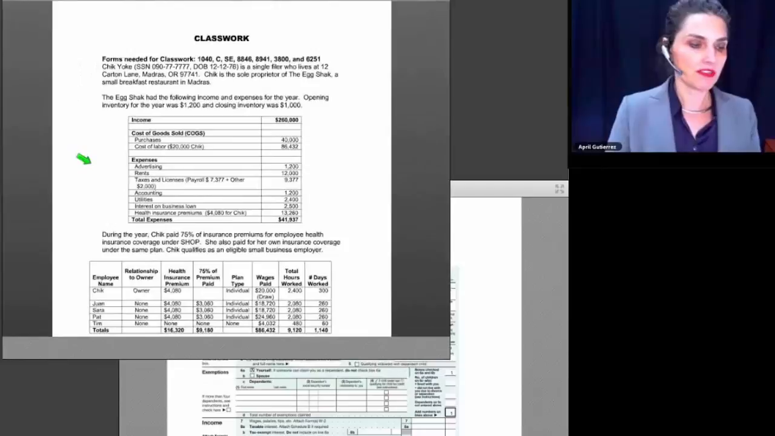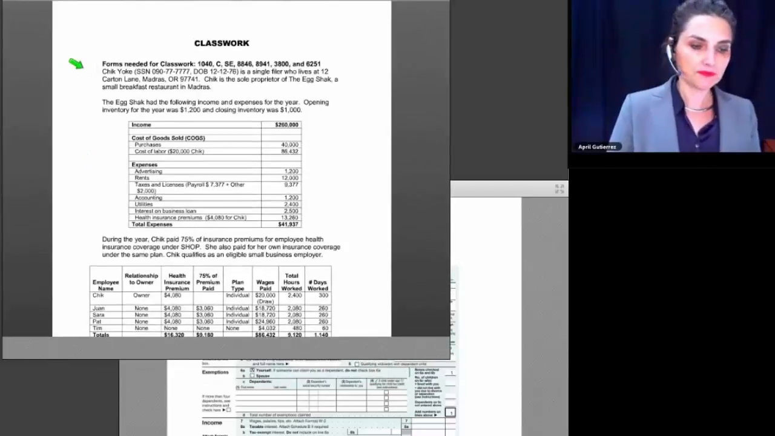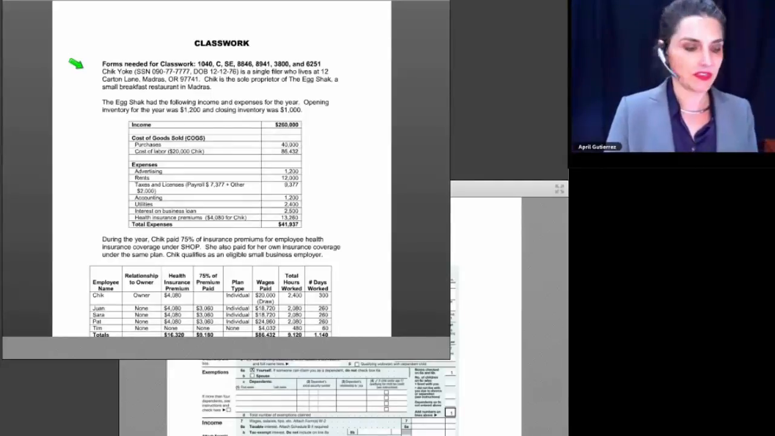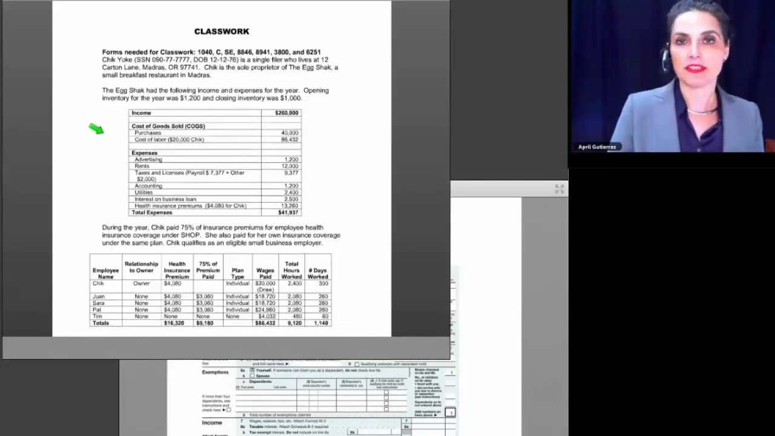So in this particular classwork assignment, we have a sole proprietor named Chick Yoke who's running a restaurant called the Egg Shack. She has some employees for the year. Because she has employees and she paid tax on tips that they've received, she's going to be eligible for the employer credit for payroll taxes on tips.